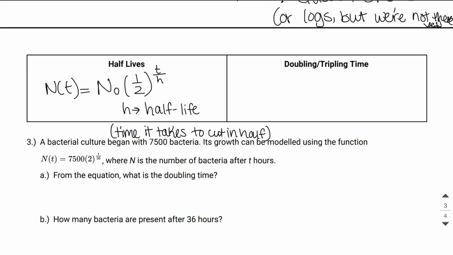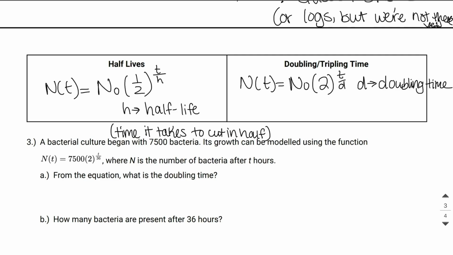Okay, and then for doubling and tripling, it's the same idea. N of t equals n sub 0 times 2 to the power of t over d, where d is the doubling time. And then tripling would just be the same exact thing, except it would be a 3 instead. T over, let's say, P for triple time. I don't want to use T because T stands for time. I also don't want to use R because we used R for the rate. So I just don't want to confuse you with different variables.